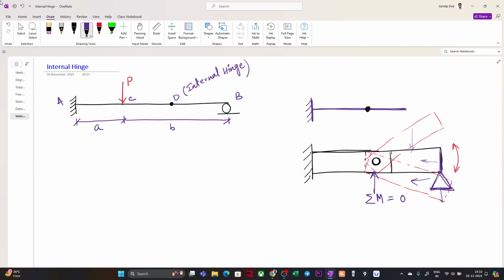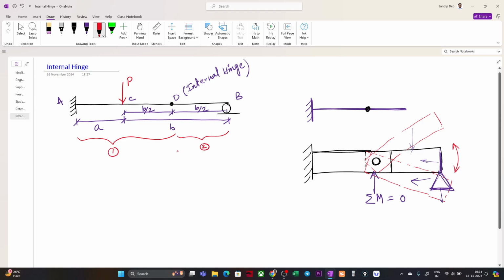So now we will do the mathematics here, and we will try to understand how it is actually happening. I will just mark this. Suppose this is at b by 2 and this is also at b by 2, correct? At the center we have provided a hinge, okay? So internal hinge. Now we will divide this portion and this portion separately. We will draw the free body diagrams for these two portions, okay? Part 1 and part 2, correct?